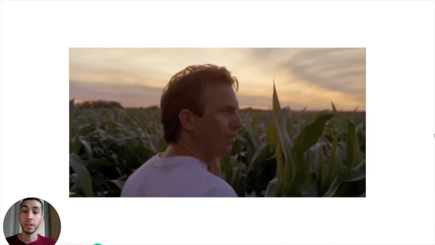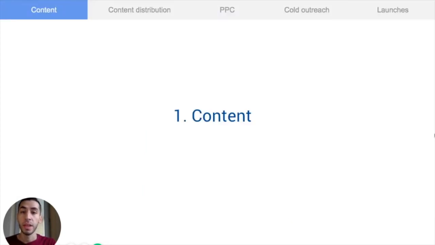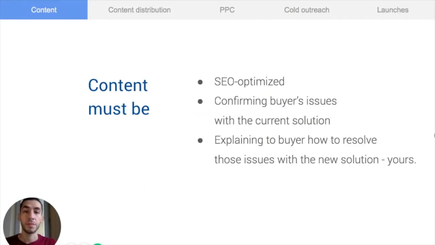So we're going to build a home for them. There are 5 tactics that we're going to discuss to bring those competitors' users to your home. First, we're going to focus on content, which will be the foundation of all of the other tactics and strategies that you can implement. So let's start with it. Content, first some high-level tips that I suggest.